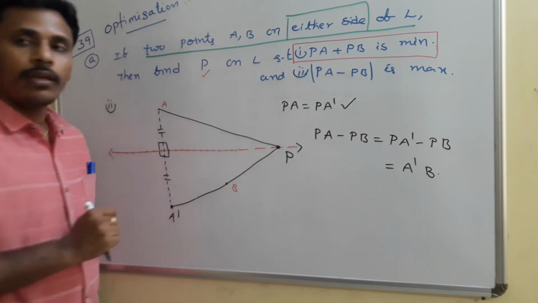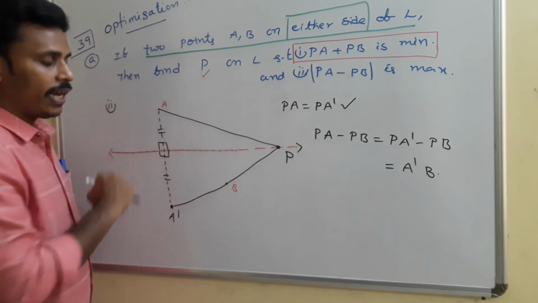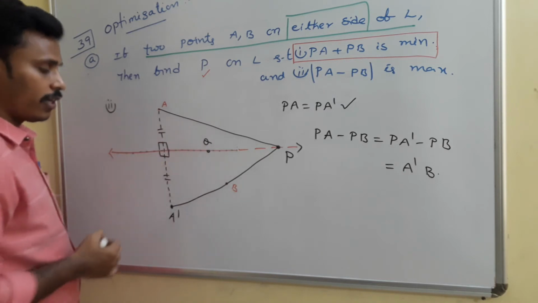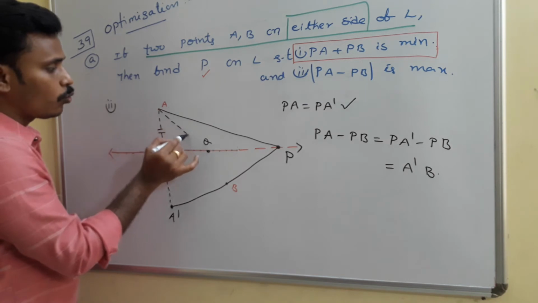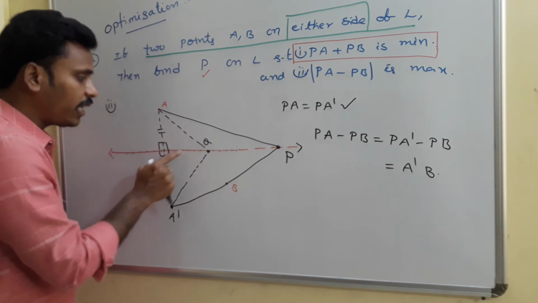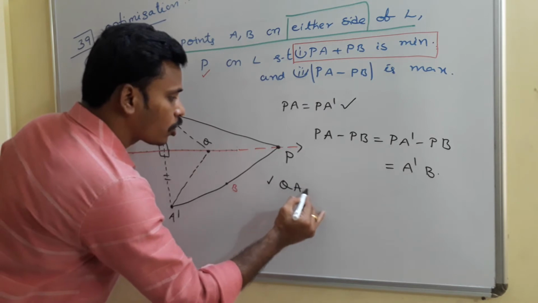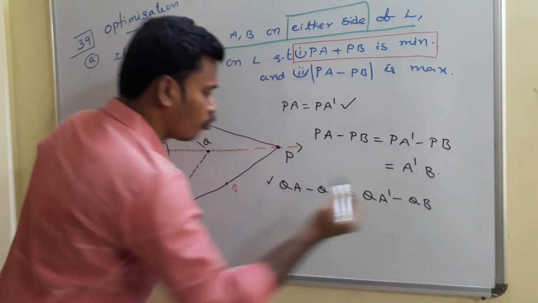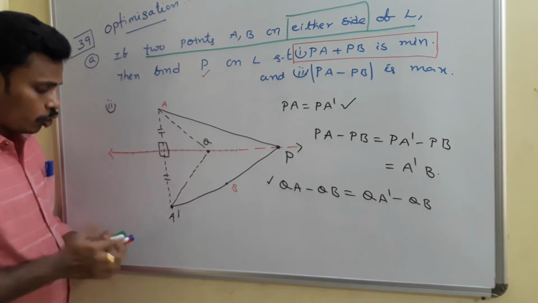For that point P, what did you identify? PA dash minus PB is A dash B. Other than that point P, suppose you take any other point like Q here and join it. For this Q also, QA is always equal to QA dash, because these two distances are equal and here it is 90, so Q is equidistant from A and B. Now QA minus QB is equal to QA dash minus QB. You need to join that QB also.